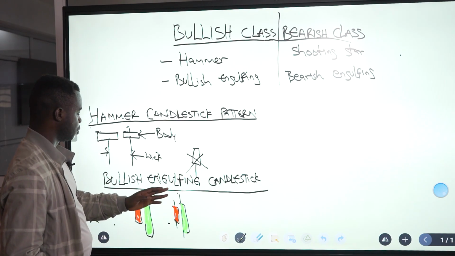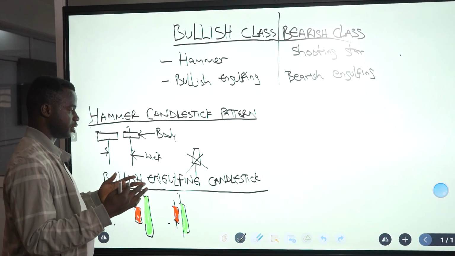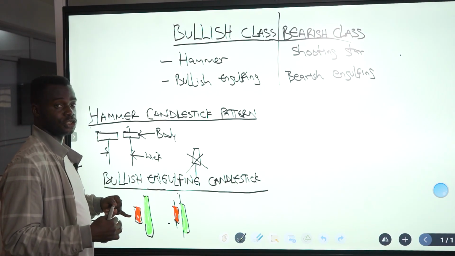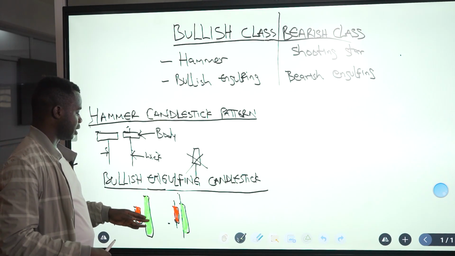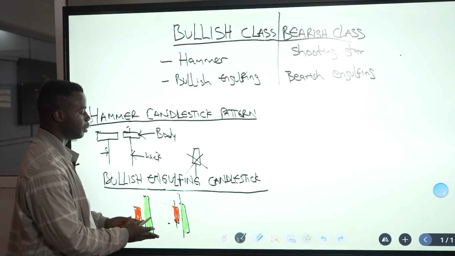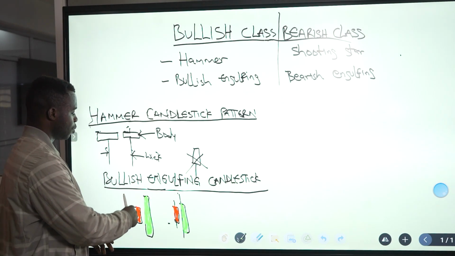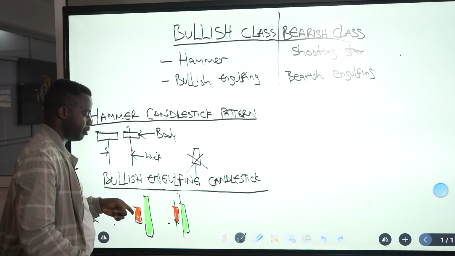Okay, so I had to use the coloring so that it will be clearer. In your Forex charts, the red candlestick usually represents the bearish candle, while the green candlestick represents the bullish candle. So what makes this a bullish engulfing candlestick is when the bullish candle swallows up the bearish candle.